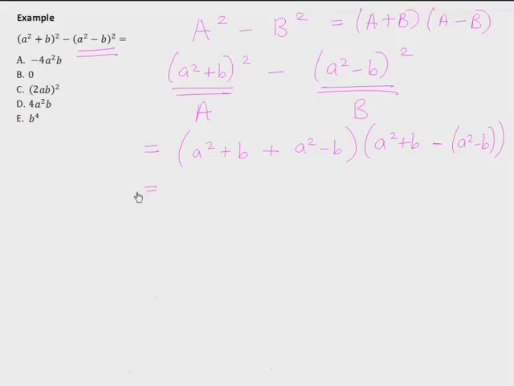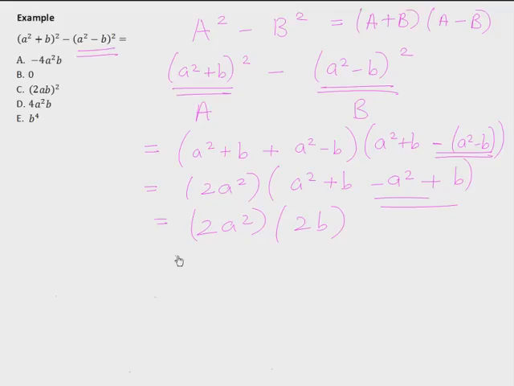Now let's simplify this. This becomes 2a square. The b and minus b cancel each other. And this becomes a square plus b minus a square plus b. I'm distributing the minus 1 across a square minus b. So I get minus a square plus b. Simplifying the second term, the a squares will cancel and I'm left with 2b. So the final answer is 4a square b. That's D.